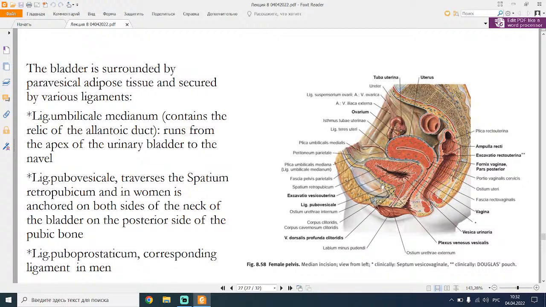This is the neck of the bladder, on the posterior side of the pubic bone. What you see, pubic bone. This is located the ligamentum pubovesicale. This is in the female pelvis. Two ligaments.